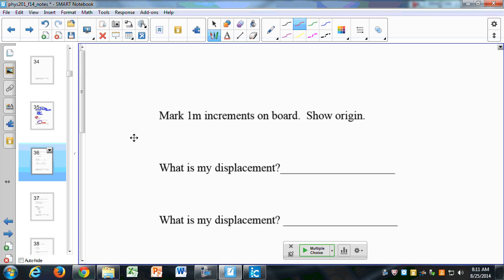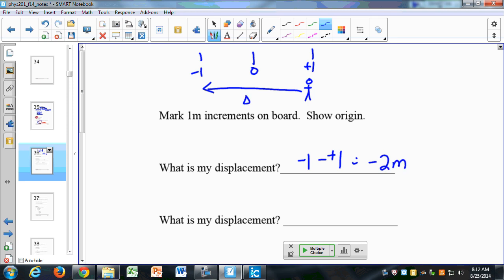And then a negative number expresses a left direction. In the next chapter we'll express direction with angles and all that business. So if you want to write this down, you could have a 0, -1, +1. And if I start here, for example, and move in this direction, my displacement is -1 minus +1, and so that's going to be -2 meters. So my displacement here is -2 meters.